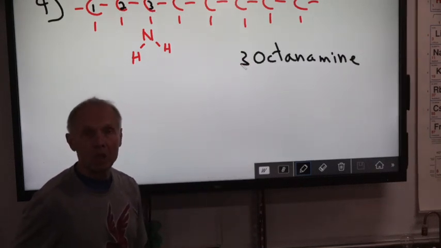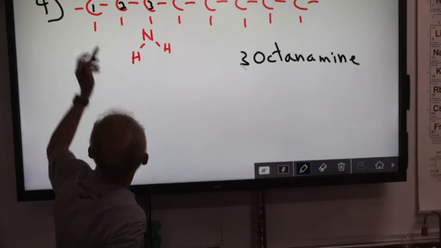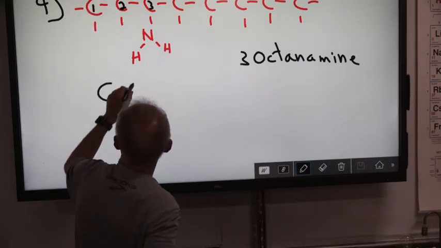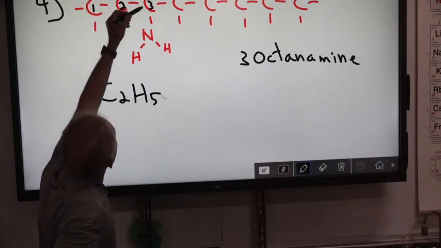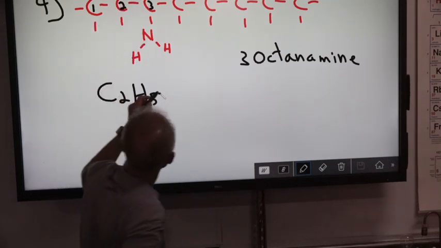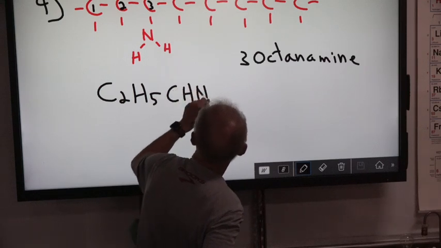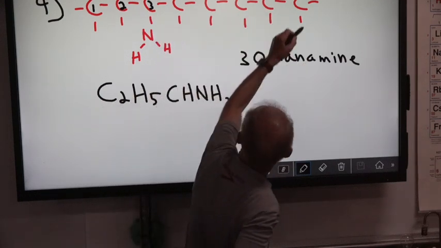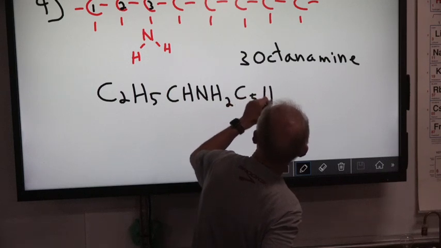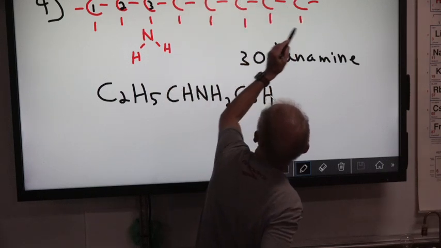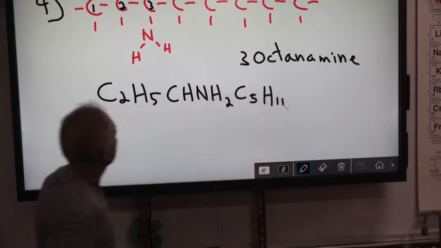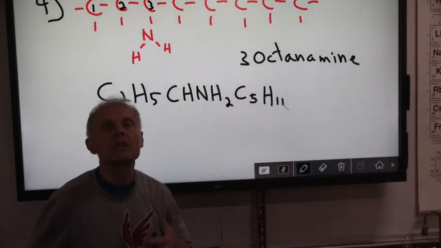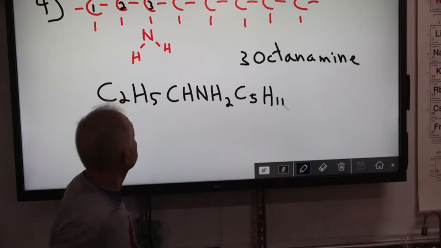All right, now we have to do the molecular formula. So we can put these two together. So that's C2H5, and then we have CHNH2, and then you can put all those together. 1, 2, 3, 4, 5, so that would be C5H, 1, 2, 3, 4, 5, 6, 7, 8, 9, 10, 11. So there it is. Okay, so the NH2 can go anywhere, but you have to number what carbon the NH2 comes off of, all right?